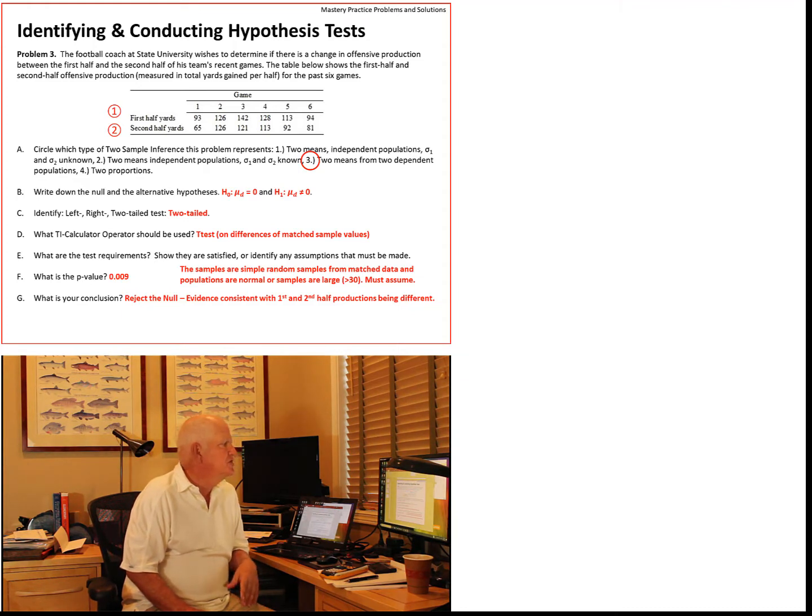The football coach at State University wishes to determine if there is a change in offensive production between the first half and the second half of his team's recent games. And he's going to judge that just based on the total yards that his team achieved in the first versus the second half. The table below shows the first half and second half offensive production measured in total yards gained per half for the past 6 games.